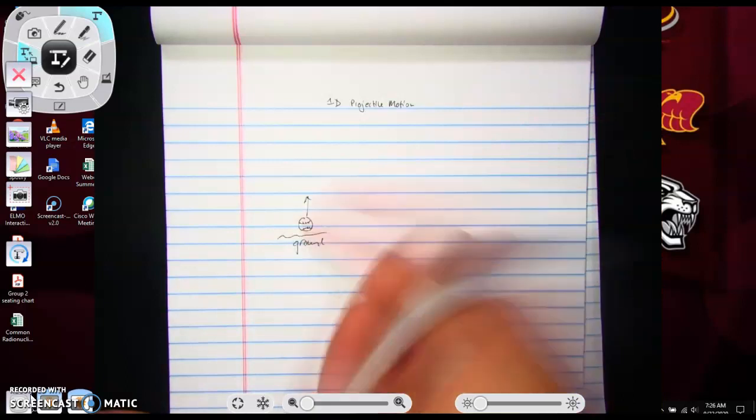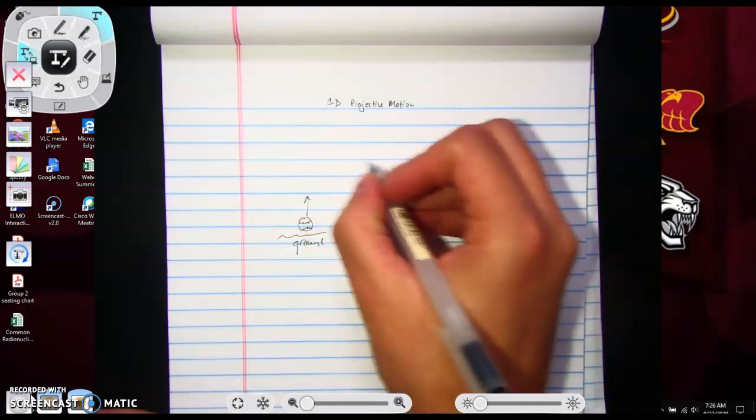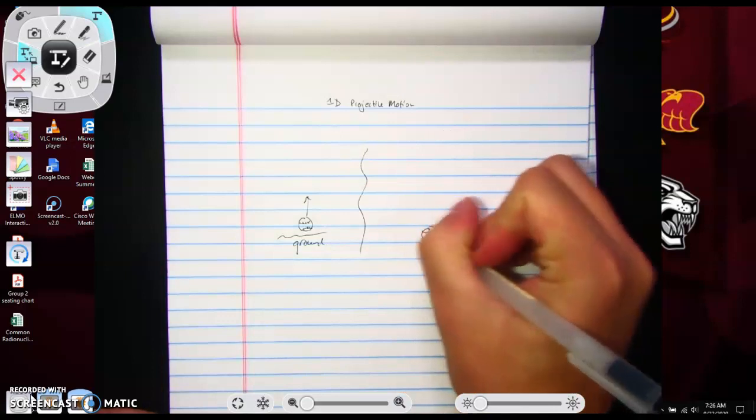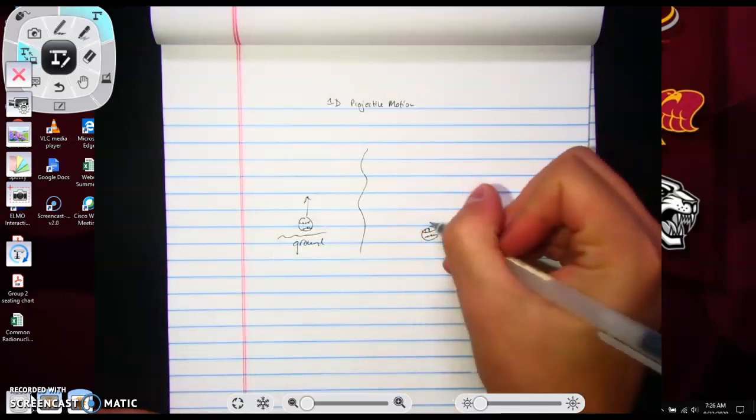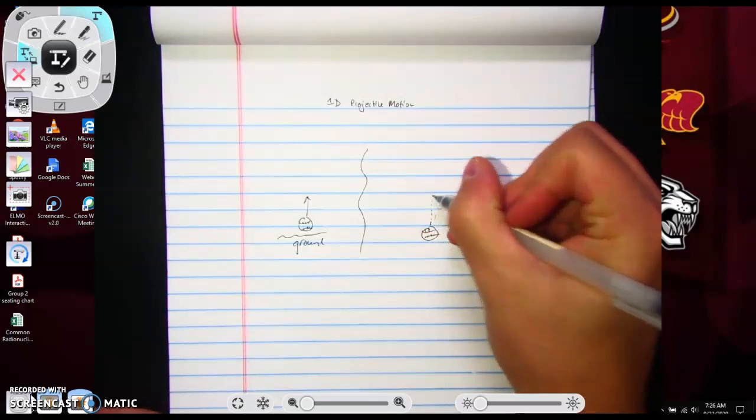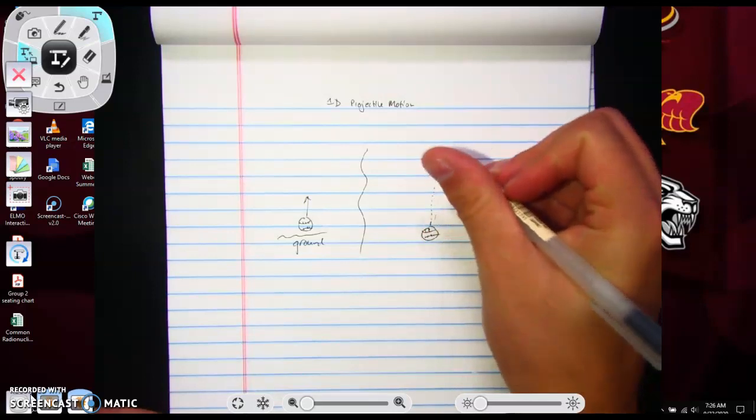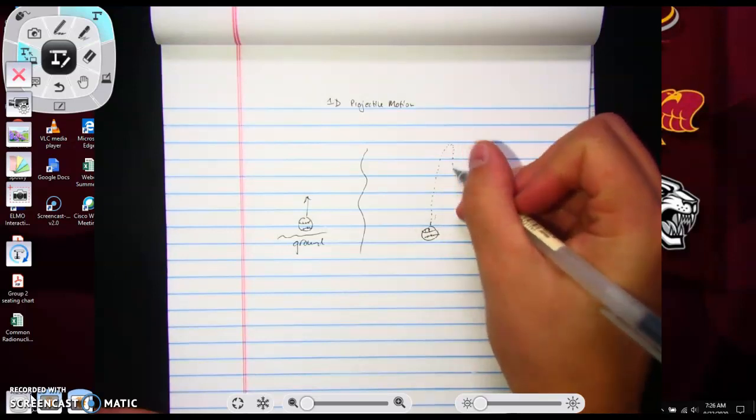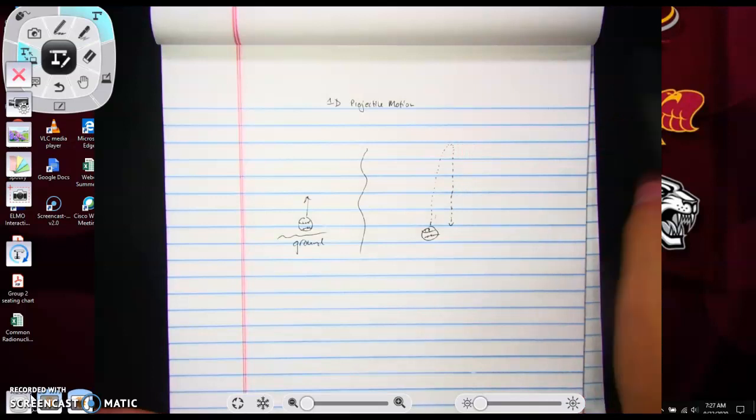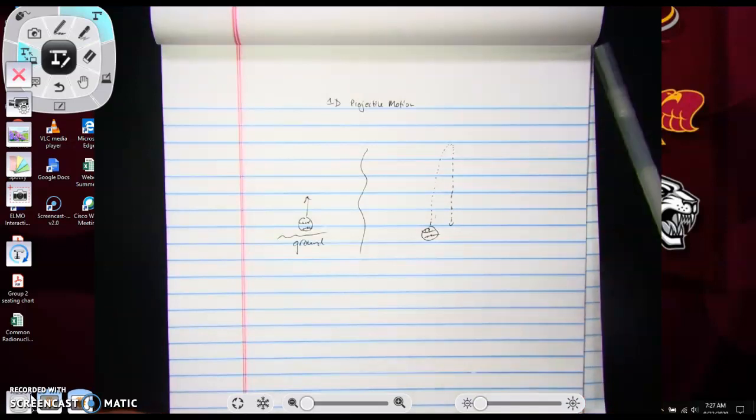So I'm going to redraw this, give myself a little more space. So we have said baseball. We all know that as we throw the object up, the object goes up, up, up, and then begins to come back down, down, down, eventually. Well, let's talk about what happens during that motion.